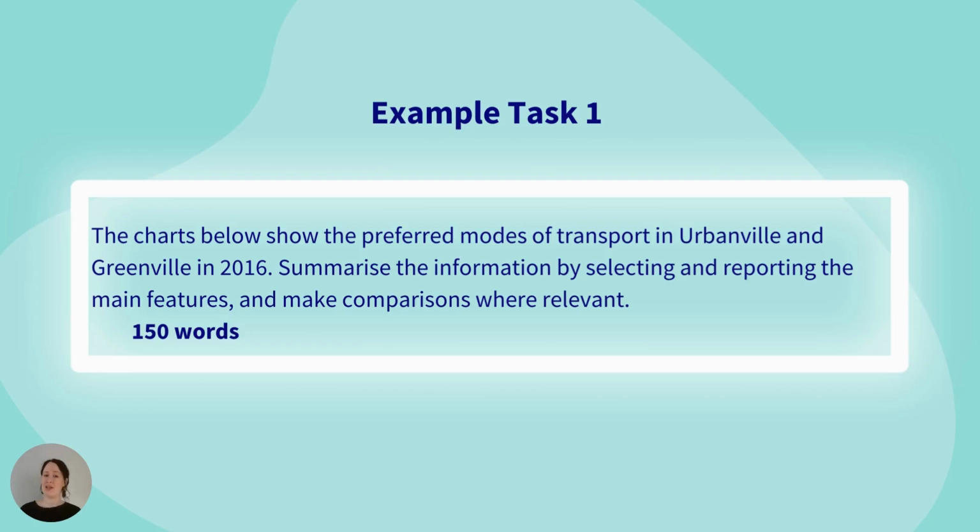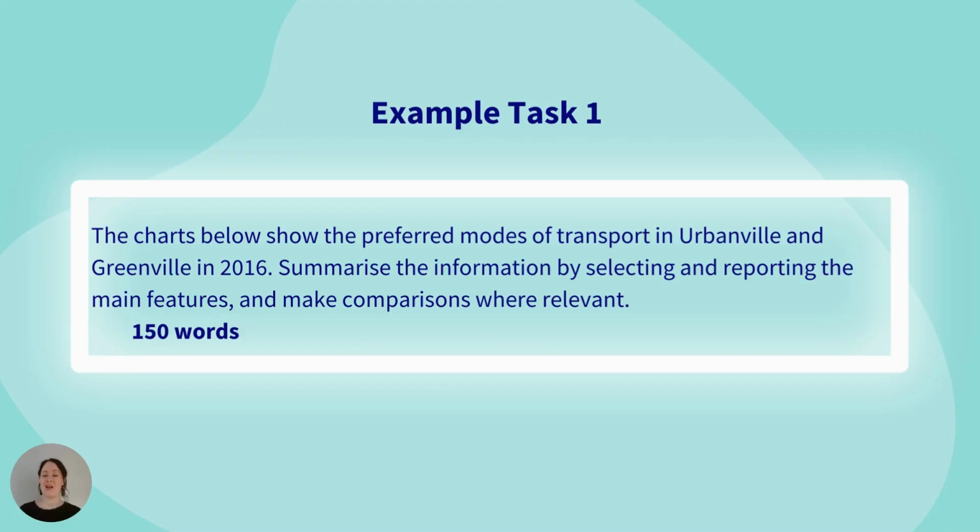Now, let's take a look at our example question for today. The charts below show the preferred modes of transport in Urbanville and Greenville in 2016. Summarize the information by selecting and reporting the main features and make comparisons where relevant. As you can see, the question asks us to summarize, report the key features, and make comparisons where relevant.